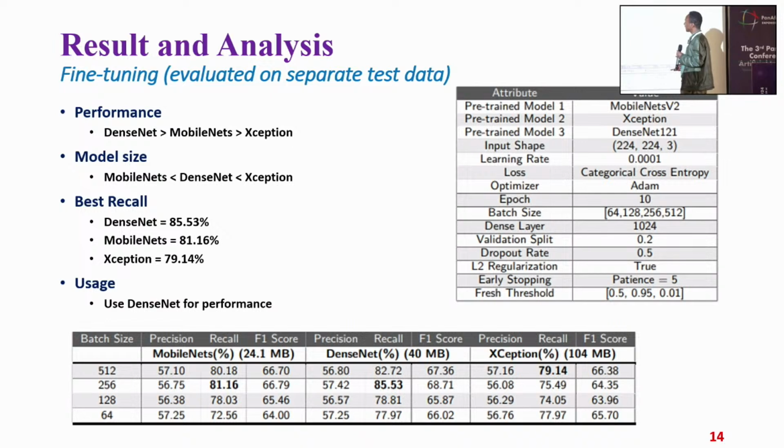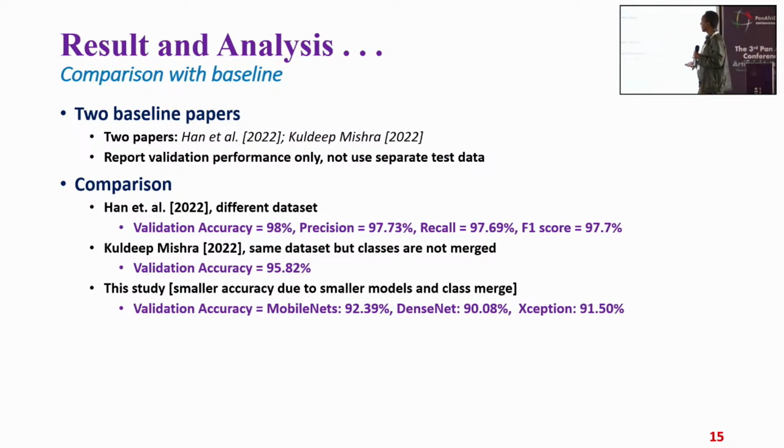This is regarding performance. So the other one is we compare our result with two baselines that use only image data, Han et al. and Mishra. This one uses a different data set. Our data set contains around 10,000 images. This one uses 40,000 images, and it fine tunes using 40 epochs.